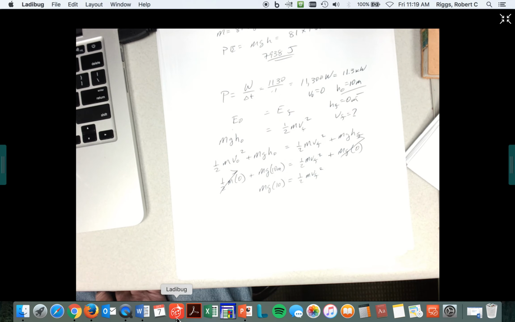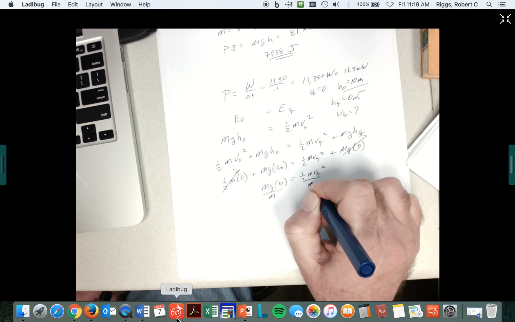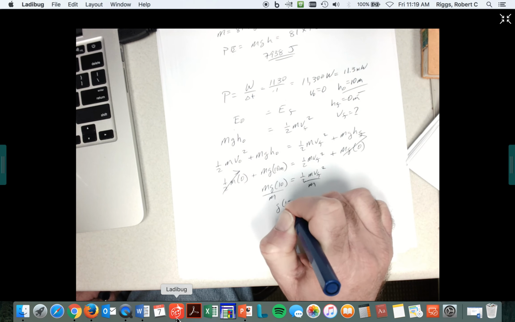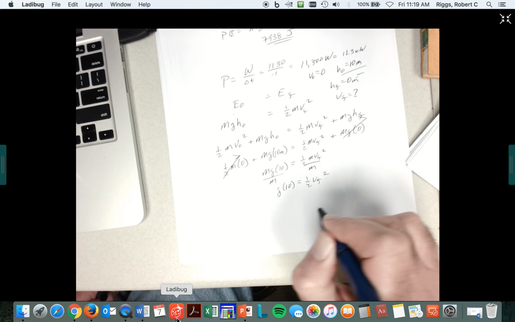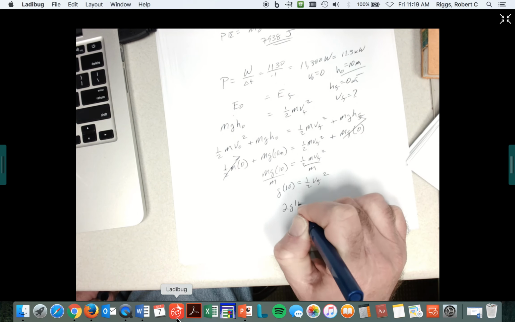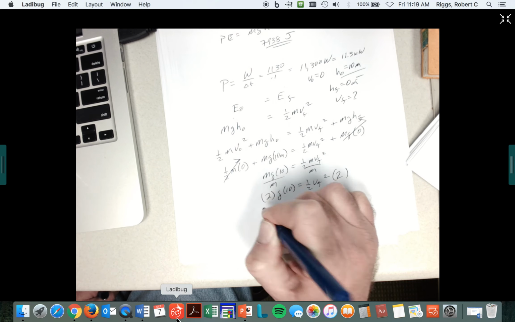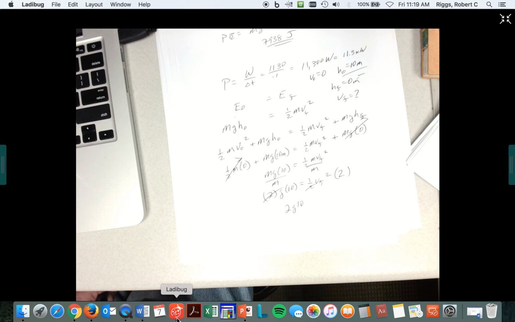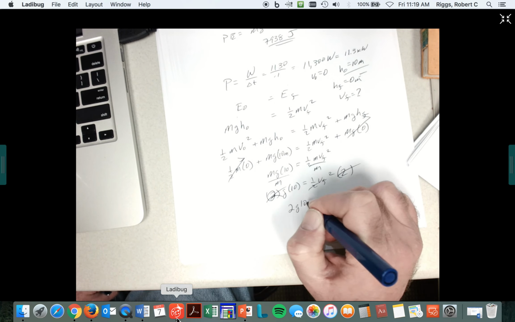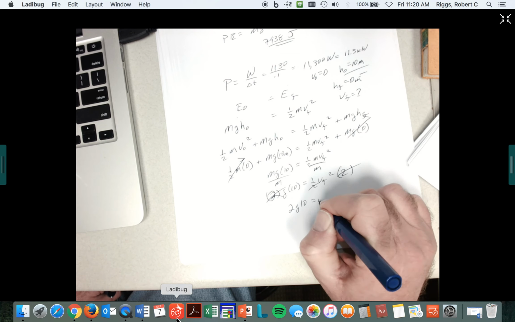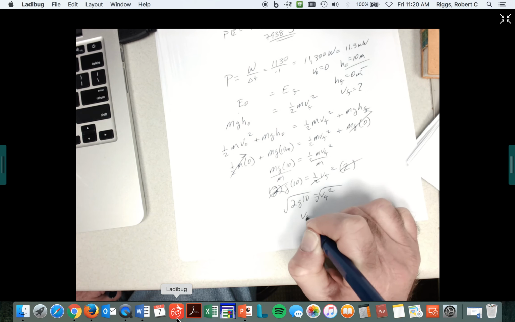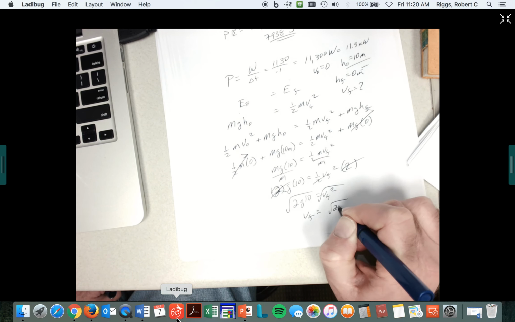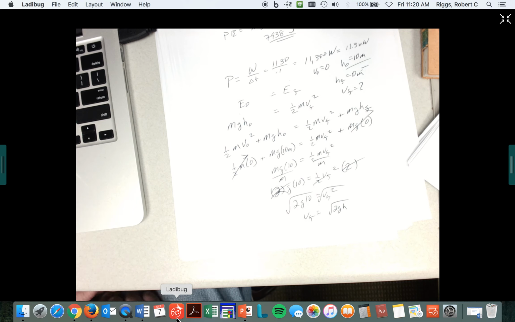So I really don't need to know the mass of something, because look, I can divide the mass on both sides. So I get g times 10 is equal to 1/2 v final squared. Multiply both sides by 2. So 2g times 10 is equal to v final squared. Got to take the square root of both sides. Remember that? Ooh, some of you are going, man, square roots. You didn't tell me I had to do square roots. Yep, sorry. But it's easy.